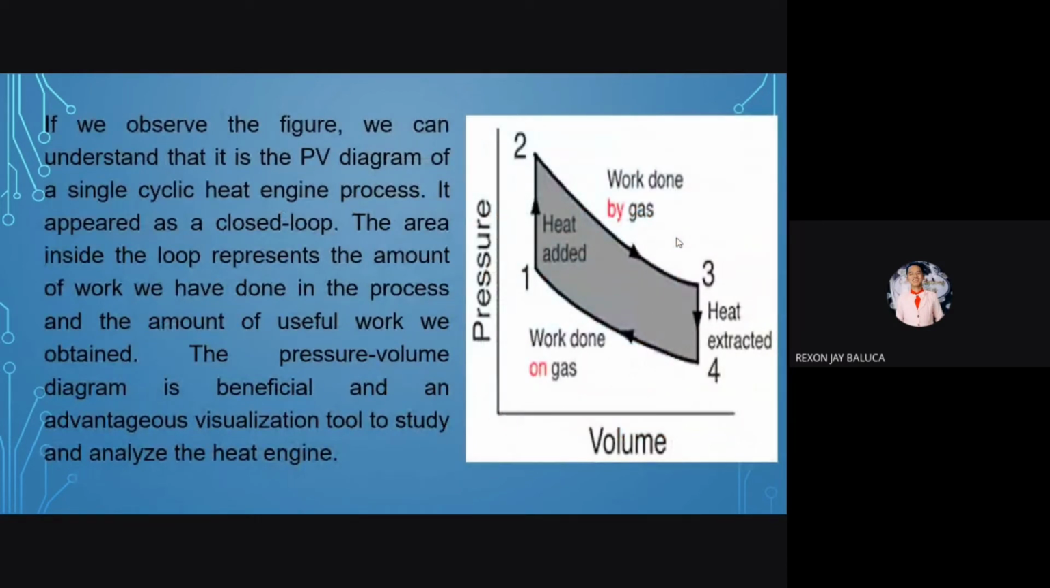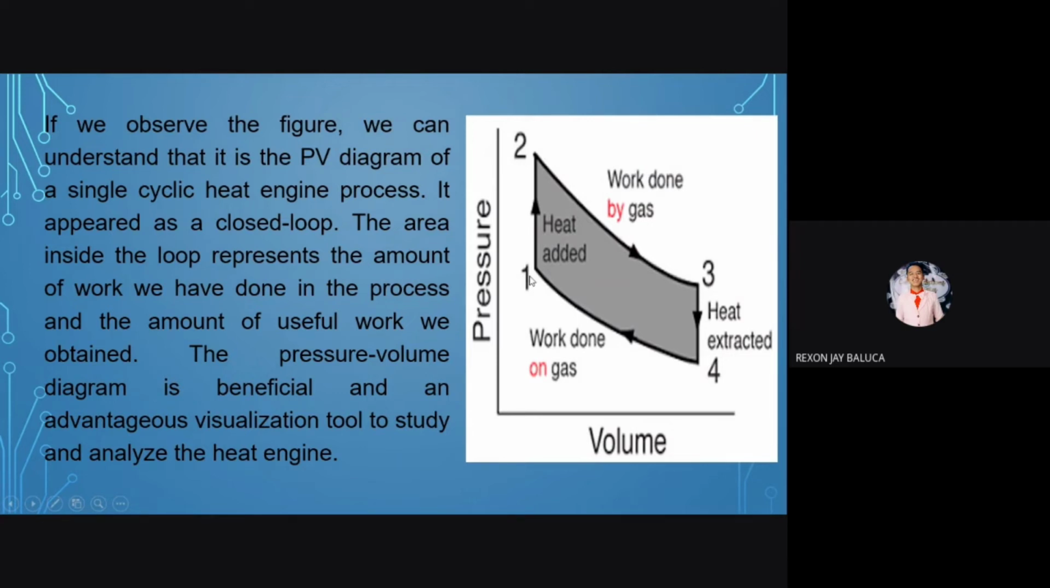So if we observe the figure, we can see the pressure and volume. This is the PV diagram. So we can understand that the PV diagram is a single cyclic heat engine process. It appears as a closed loop. The area inside the loop represents the amount of work we have done in the process and the amount of useful work we obtain. The pressure volume diagram is a beneficial and advantageous visualization tool to study and analyze the heat engine.